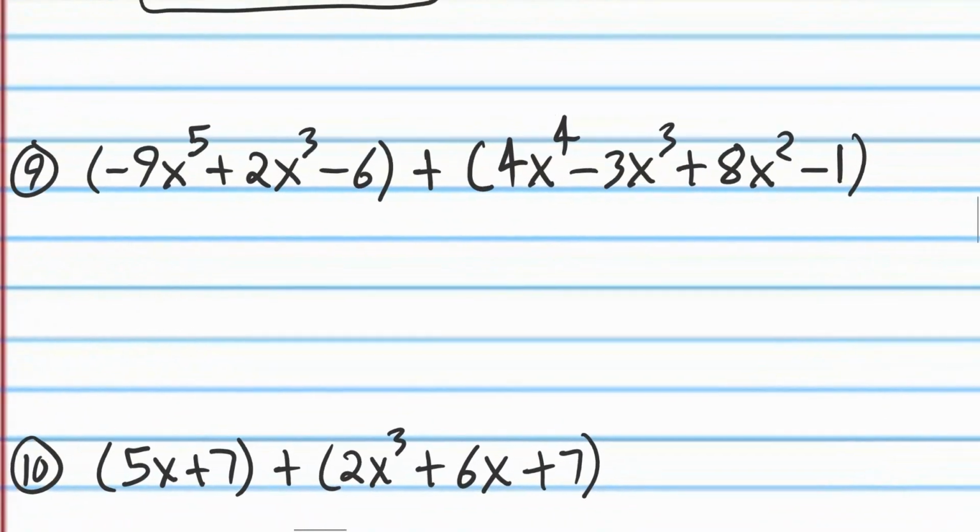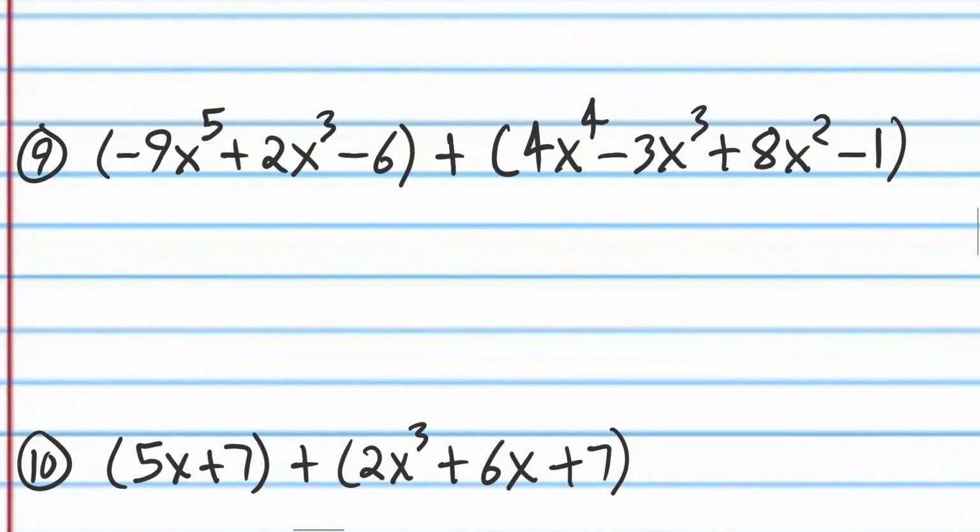So why don't you try number 9? Again, you can just skip that intermediate step. You don't have to get rid of the parentheses. You can just consider them to be gone and add the like terms. So try number 9, and when you come back, we'll do it together.